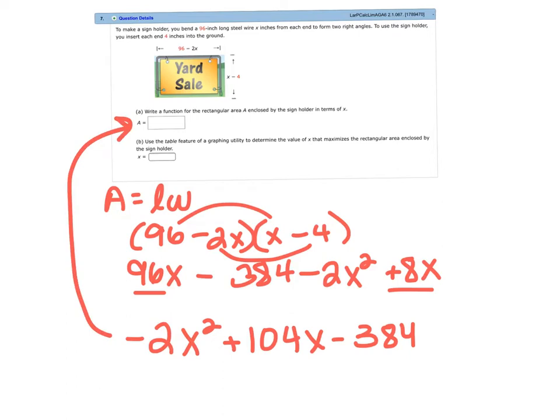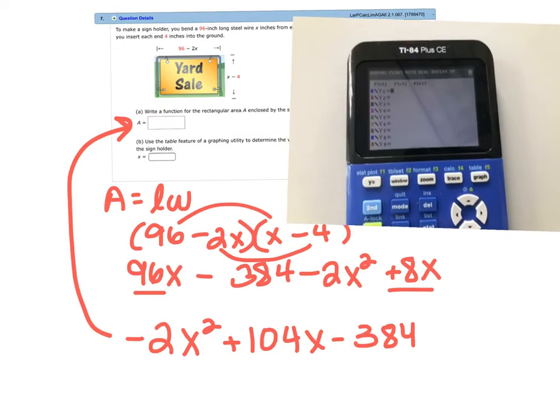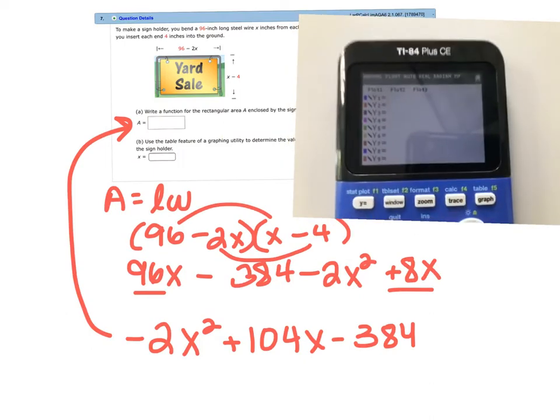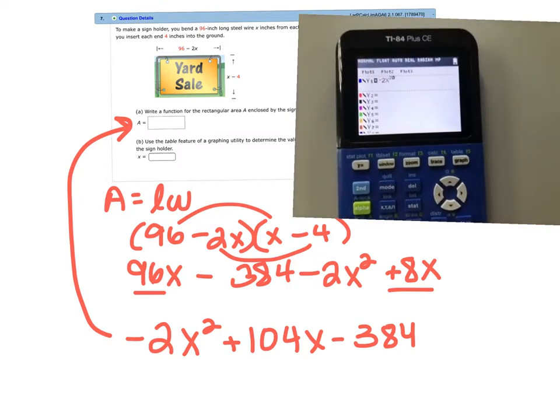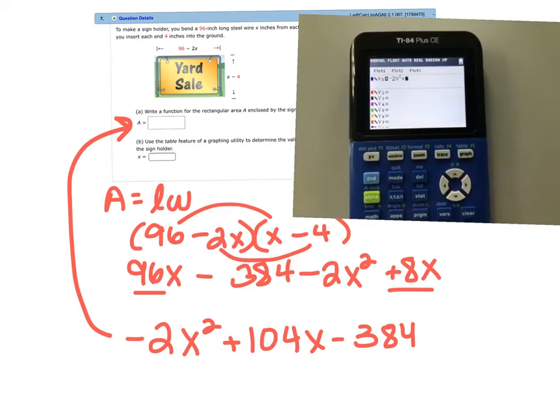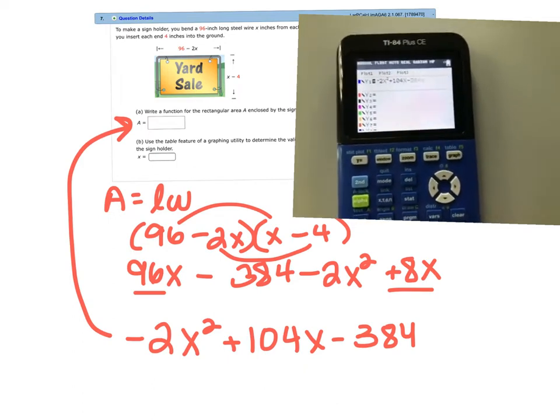Then it said, use the table feature of the graphing utility to determine the value of x that maximizes the rectangular area enclosed by the sign holder. This is a great standardized question, which is why I gave it to you. Okay, so what you need to do is type that in to your graphing calculator. So negative 2x squared plus 104x minus 384.